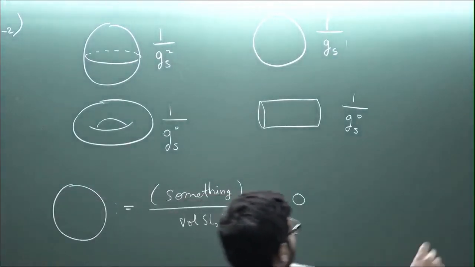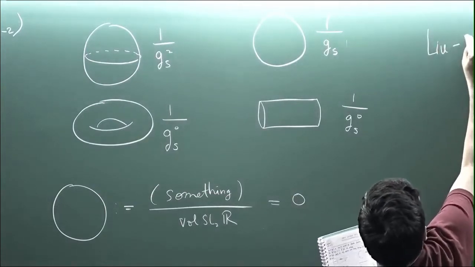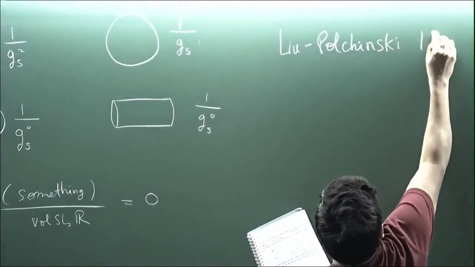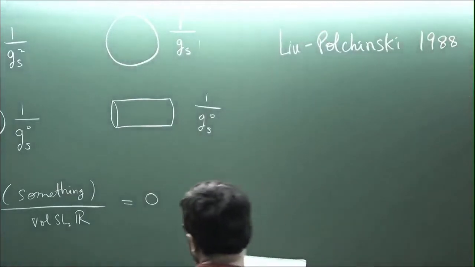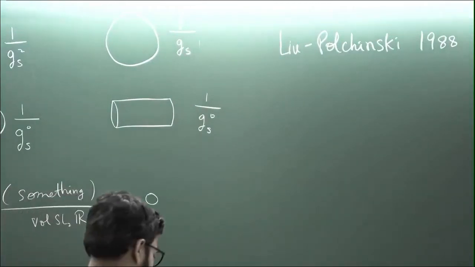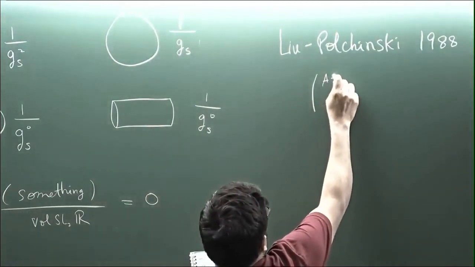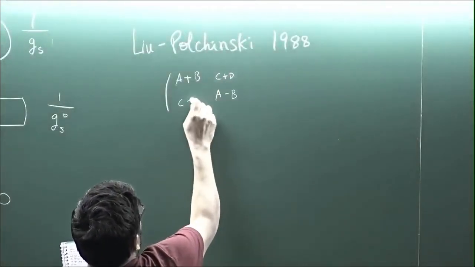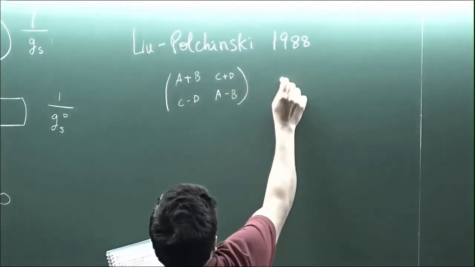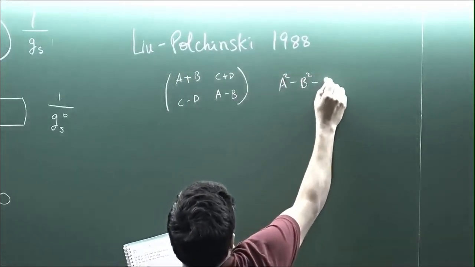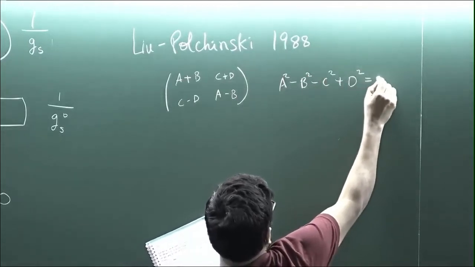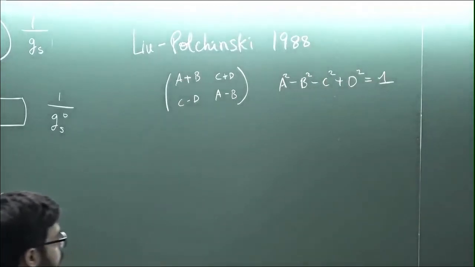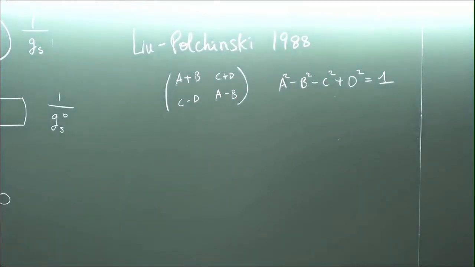But there's a paper by Liu and Polchinski from 1988, which sort of explains how to deal with this denominator. Okay, so the idea is that SL(2,R) is nothing but the set of 2x2 real matrices with determinant 1. So we can write these 2x2 matrices as follows, such that a squared minus b squared minus c squared plus d squared equals 1. This is just the determinant equals 1. And we identify this also as Lorentzian AdS3 space.